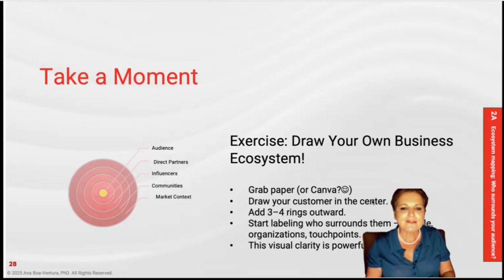Draw your customer in the center. Maybe on the side, identify that customer very well, the demographics, etc., the interests, the pain points, right? And then add those 3 or 4 rings outwards. Start labeling who surrounds them, the people, the organizations, the touch points. And again, very important, from the moment where you have this visual clarity, all this in a diagram, you can see where your business is maybe weak and where it's thriving, right?